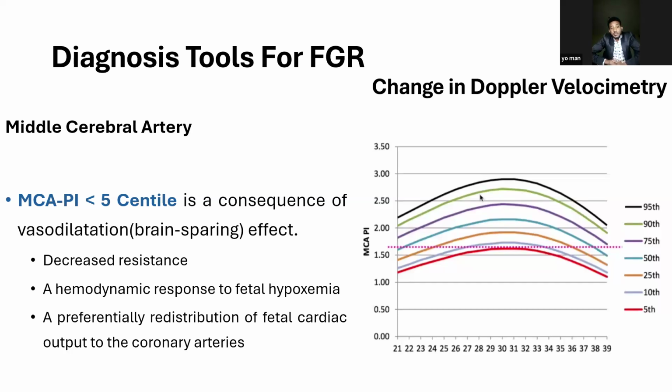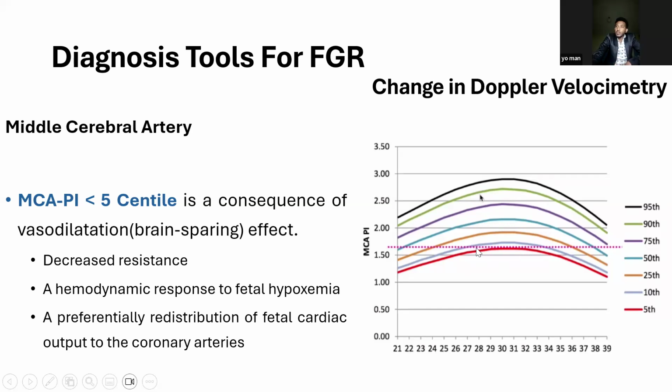And if that pulsatility index is below the 5th centile for the established gestational age, we can call that an abnormal middle cerebral artery PI, or abnormal flow in the middle cerebral artery. This is commonly associated with asymmetric SGA, in which the AC is below the 10th percentile but the brain is normal for gestational age. The same trick applies here.